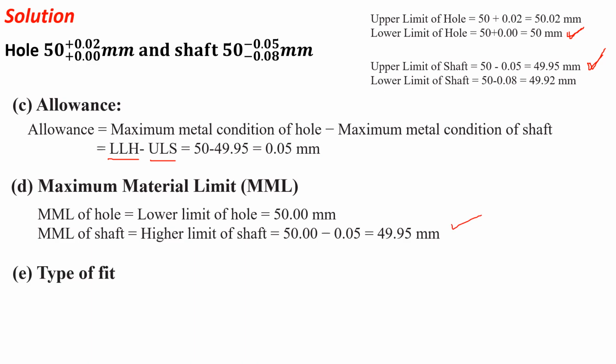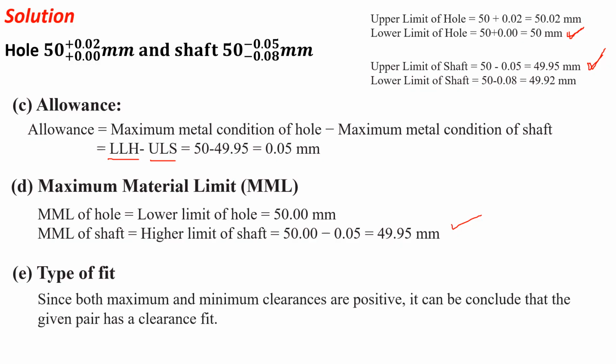So next we determine the type of the fit. So here allowance is positive. We know that when the allowance is positive, it means it is a clearance fit. Moreover, it is observed from the clearances, both the maximum and minimum clearance are positive. So it can be concluded that the given pair has a clearance fit.